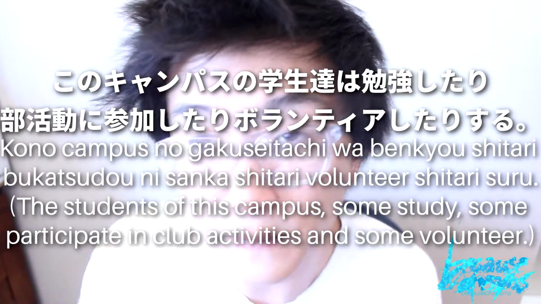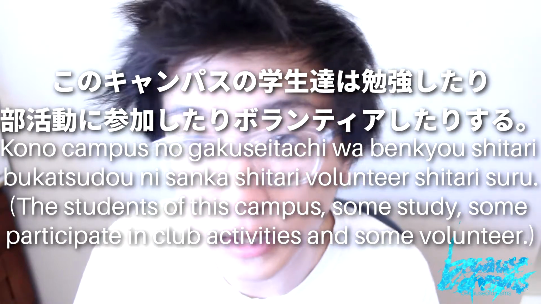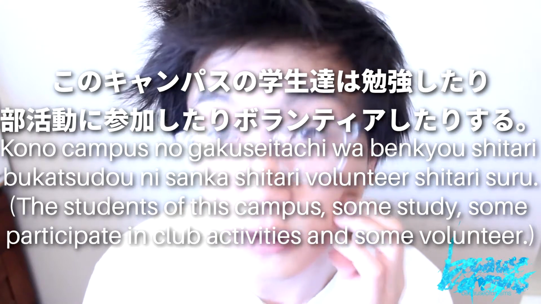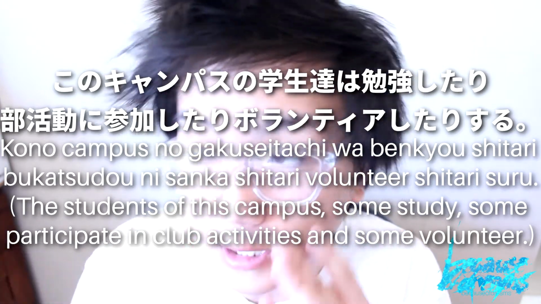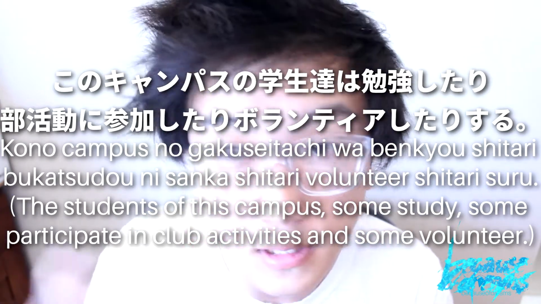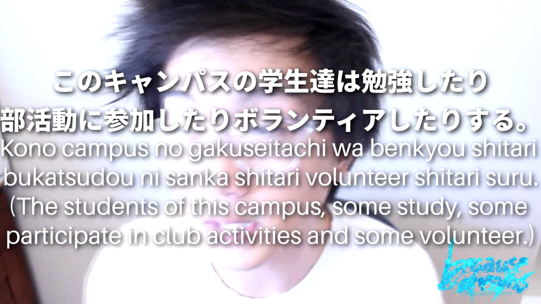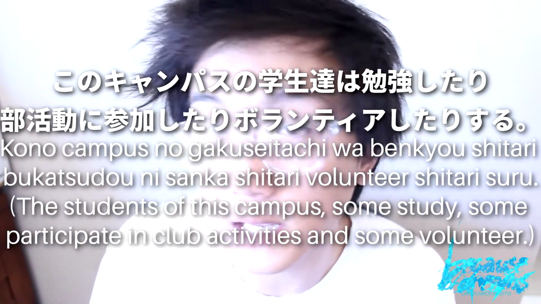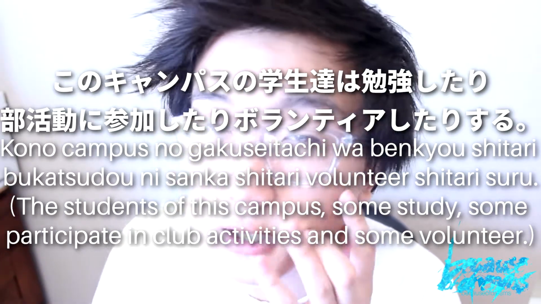Some of the entities in that entity that is a group were doing this thing, and others were doing this thing, and others were doing this thing, and so on. So for our first example sentence for this, we have Kono campus no gakusei tachi wa benkyou shitari, bukatsudo ni sanka shitari, volunteer shitari suru. And what this sentence translates to is basically, of the students of this campus, some study, some participate in club activities, and some volunteer. So we break down the sentence bit by bit.